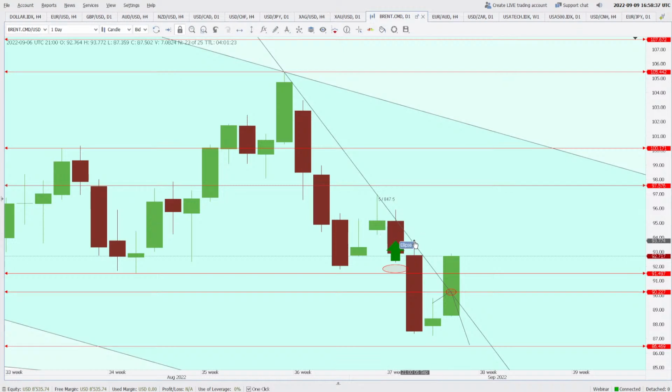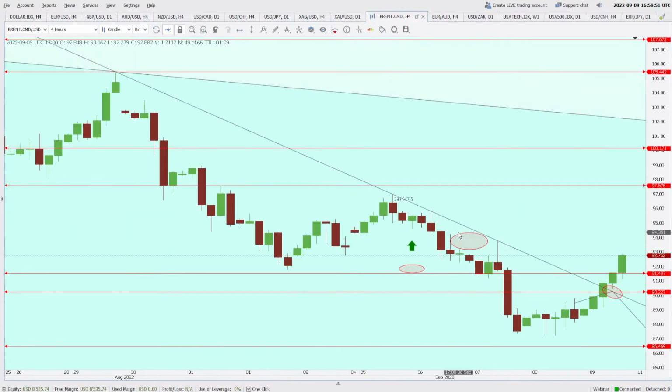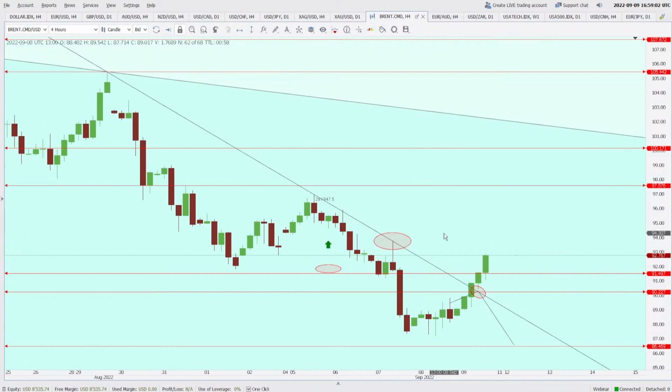Okay, where is my ellipse? Okay, so this is the high that the price had made on the way down. I will show you it on the 4 hours. This is the high that the price had made while going down, and till the time this is not breached, we are still in the downtrend.